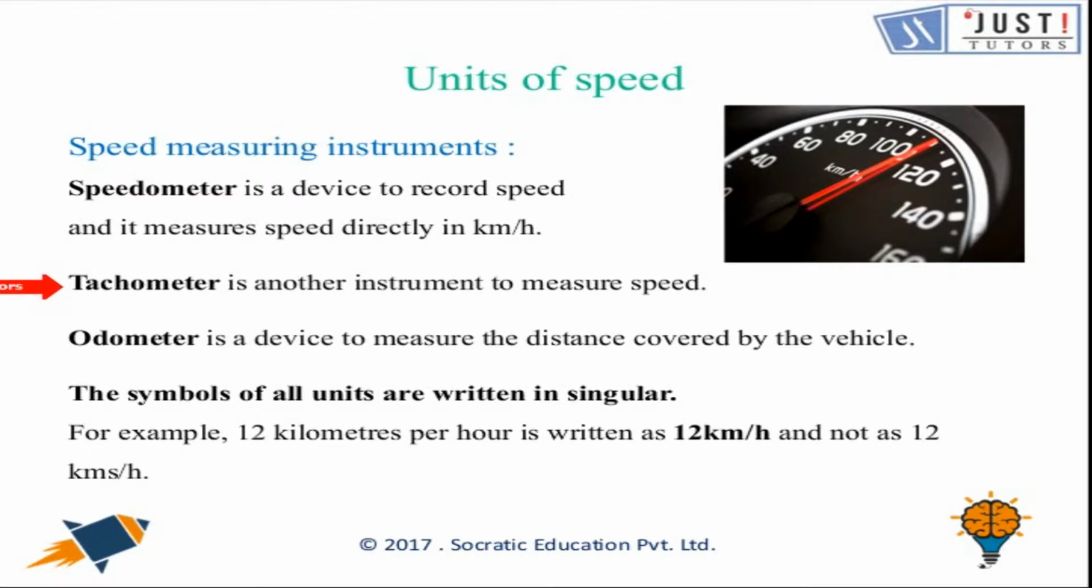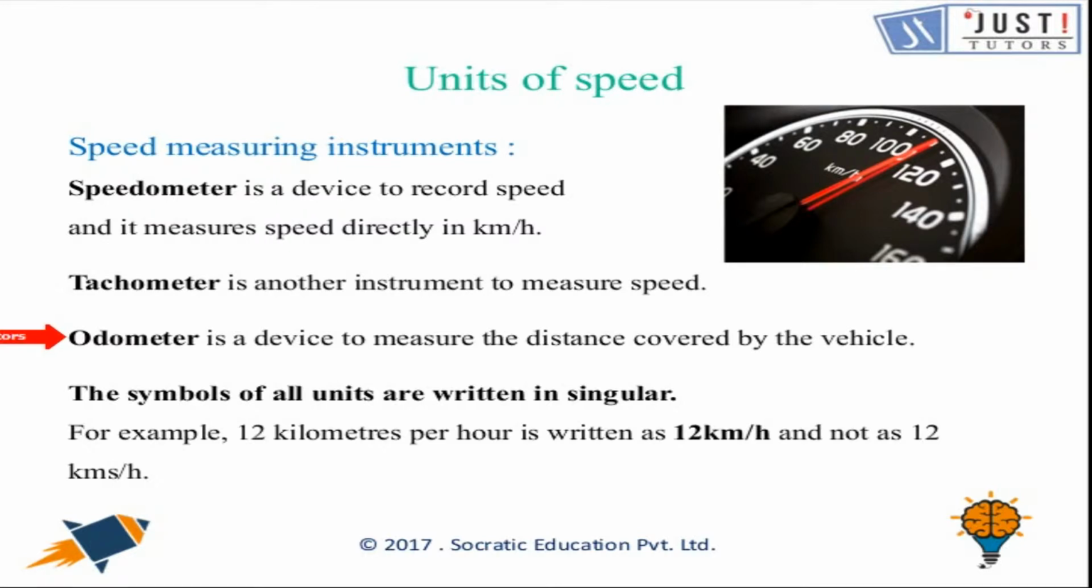The tachometer tells us about the number of revolutions the automobile wheels are going through. Then another device that we use to measure distance covered by the vehicle is called the odometer. You can find that in your car as well, or maybe on your two-wheeler.